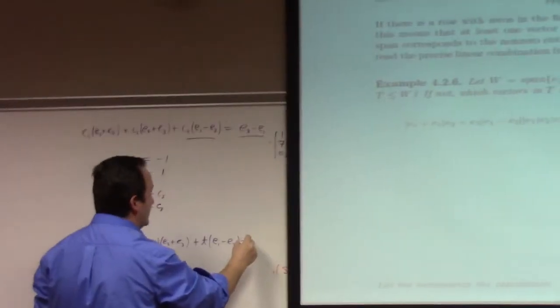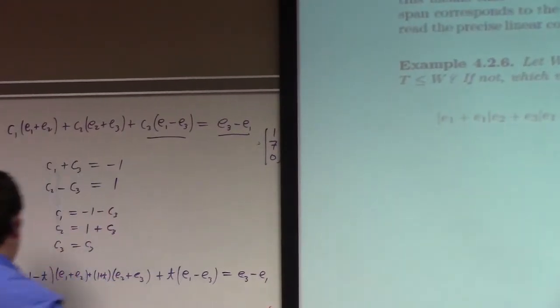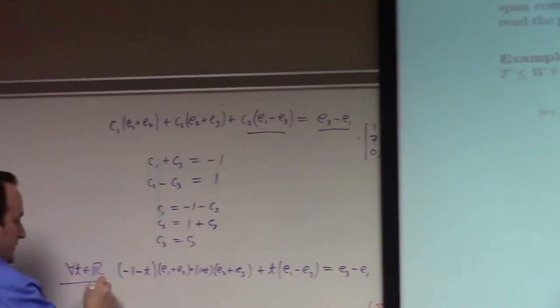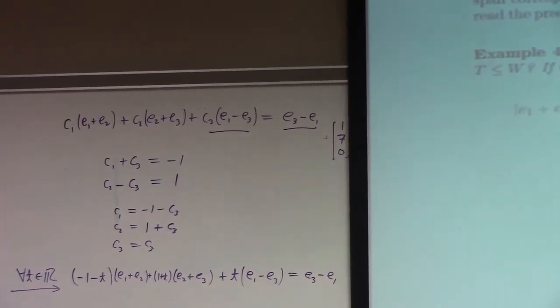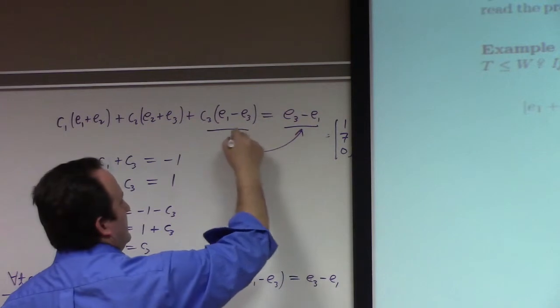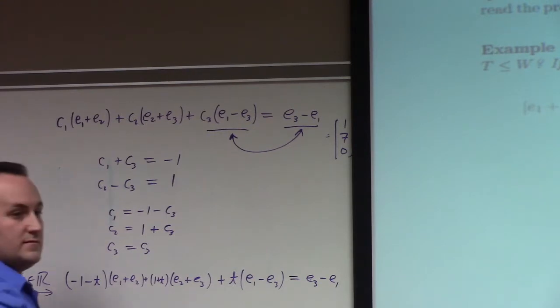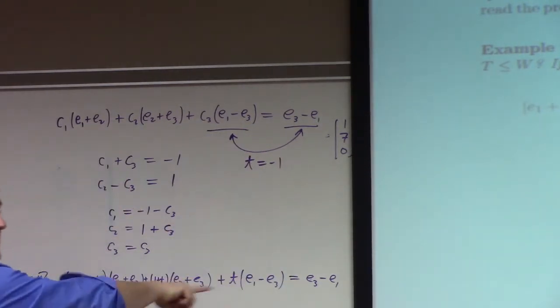Oh, there it is. And so all of this will be equal to E3 minus E1. And if I did my math right, that's for all t in the reals. So it's not just one way of finding it in the span, there are infinitely many ways of finding it in the span in this case. We saw this equals that, right? That would correspond to setting t equal to what? Minus 1, right? In my general solution down here.